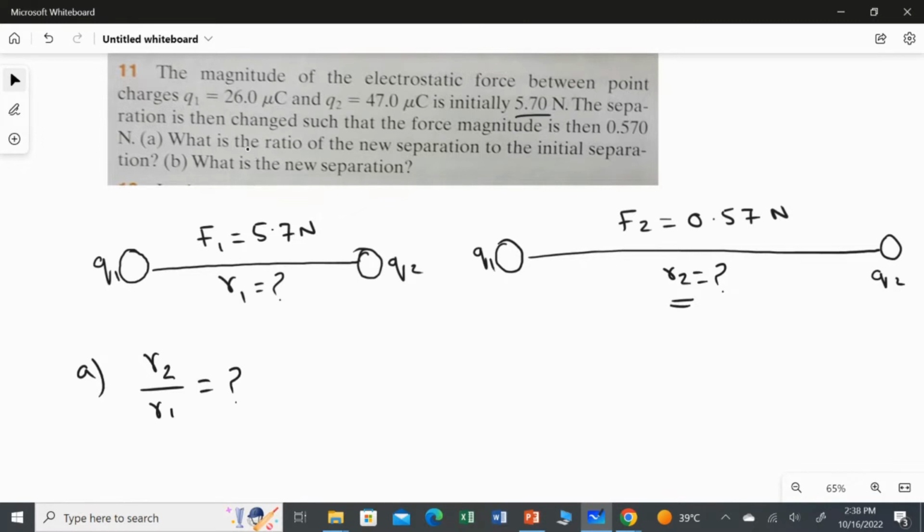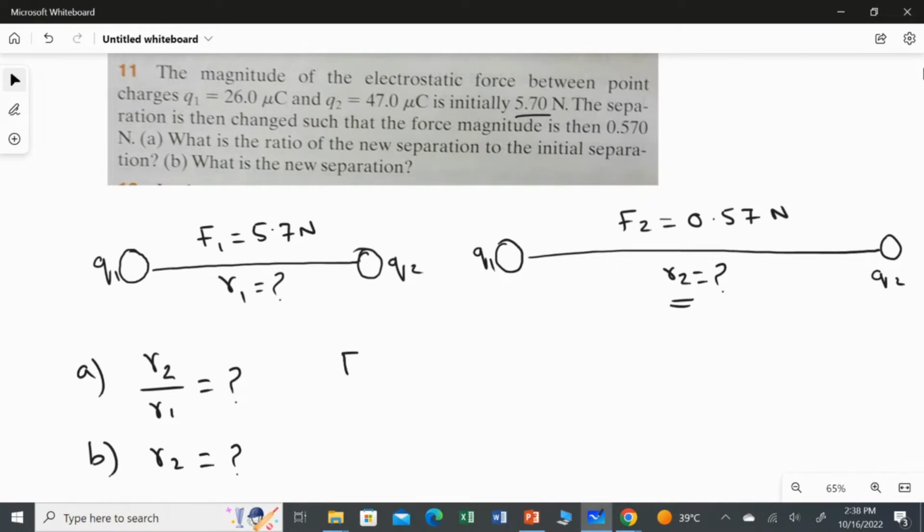We have to find this value. In the second part of the question, we are going to find the value of the new separation. That means we are going to find the value of R2 alone itself. For this, we have to use Coulomb's law for each case. So first I'm going to apply Coulomb's law for this case, and then I'm going to apply Coulomb's law for this case. So better I'm going to frame the equation here.